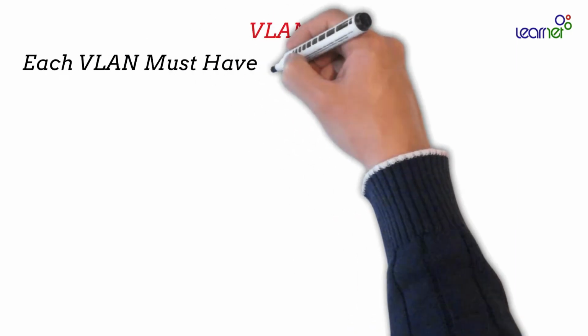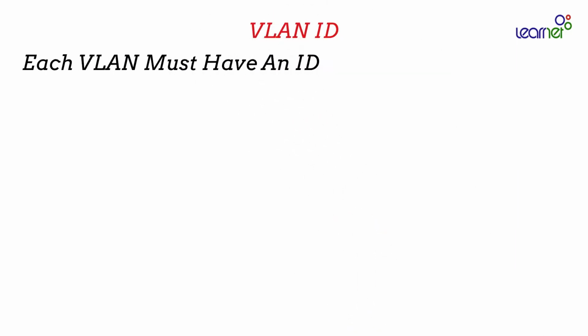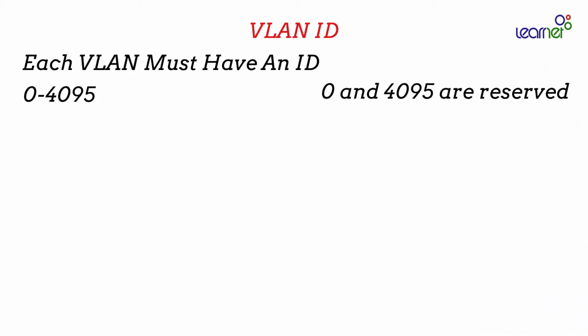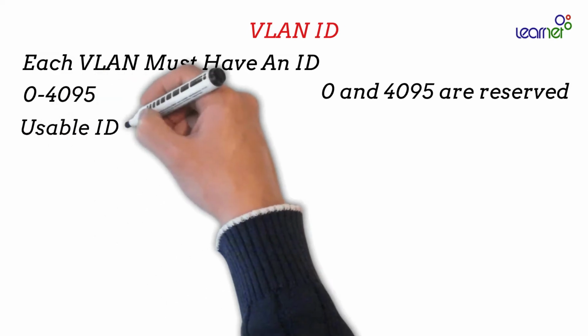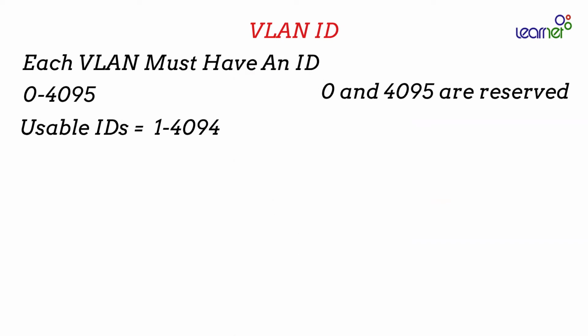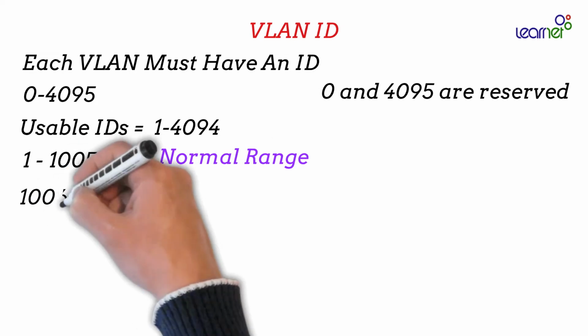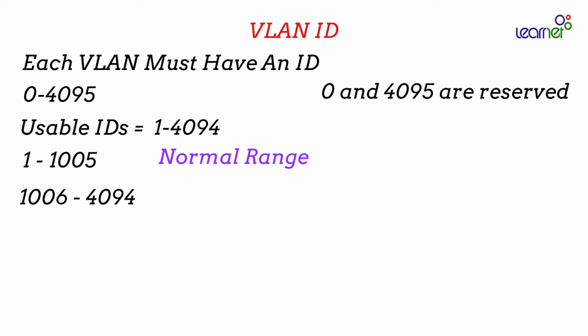To be able to identify each VLAN uniquely, each VLAN must have an ID. This VLAN ID is a 12-bit value, so the values could be from 0 to 4095. VLAN IDs 0 and 4095 are reserved for system usage. So the range we can use is from 1 to 4094. This range is divided into two groups. VLANs 1 through 1005 are called the normal range, and VLANs 1006 to 4094 are called the extended range.